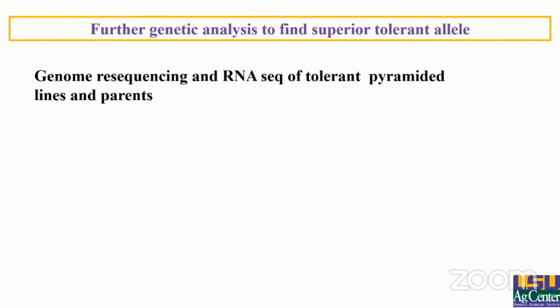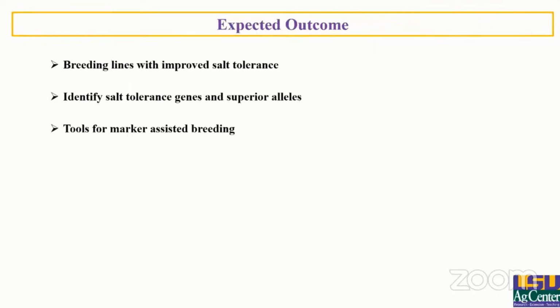Our plan is to do genome resequencing of the selected lines and RNA-seq of the tolerant pyramided lines and the parents. From all the approaches, our expected outcome is to identify breeding lines with improved salt tolerance. We have already identified some salt tolerant breeding lines, and we aim to identify the salt tolerance genes and superior alleles, which will be tools for marker assisted breeding.